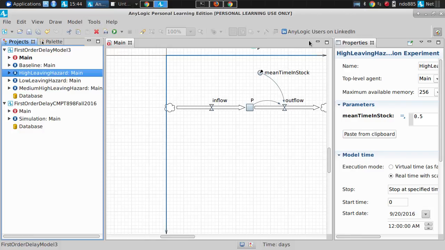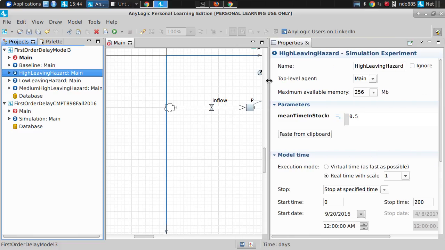Okay, we've got to be very careful. I did a thing that's very bad. In fact, I sit before you remiss. Oh my gosh. Ladies and gentlemen, the mean time in the stock for a high leaving hazard should be what? Apply the learning you have just... Okay, remember the mean time is 1 over alpha. This was the value of alpha for it. So what's 1 over that?